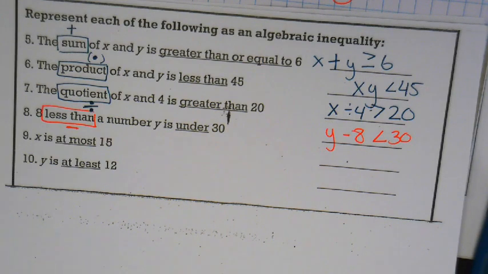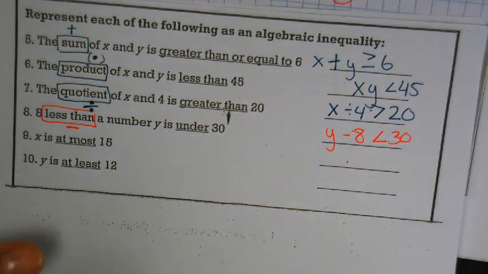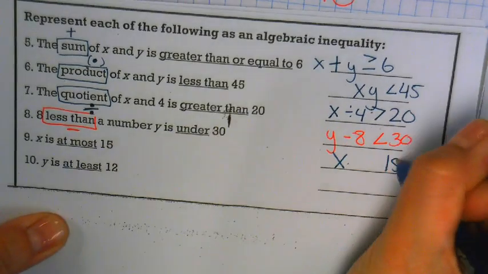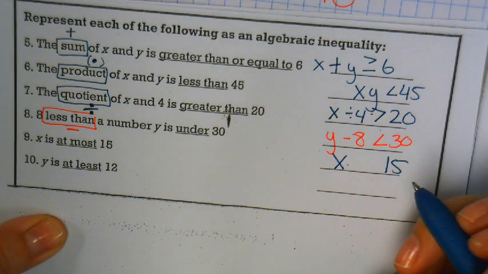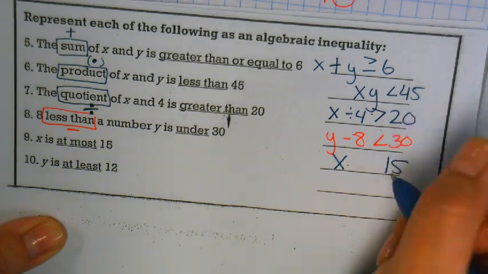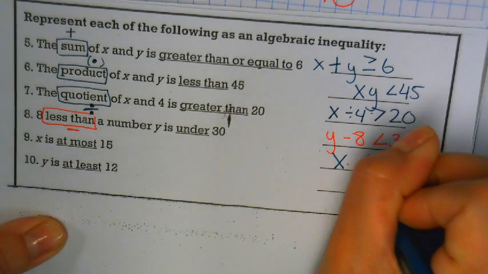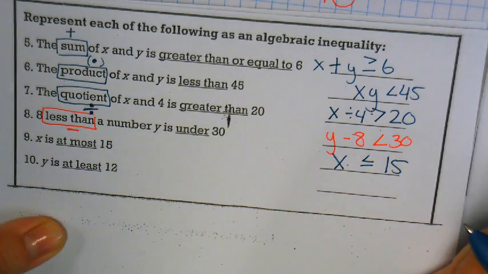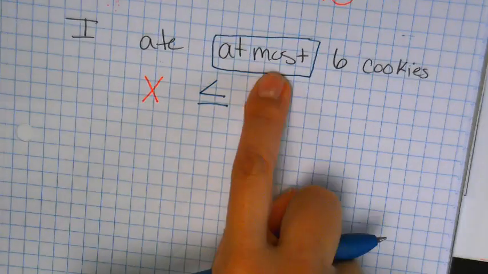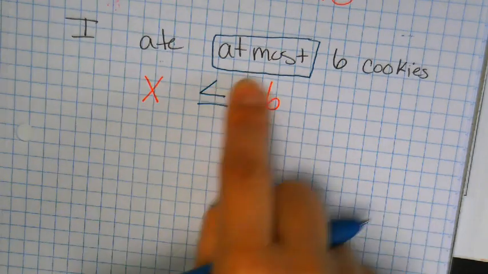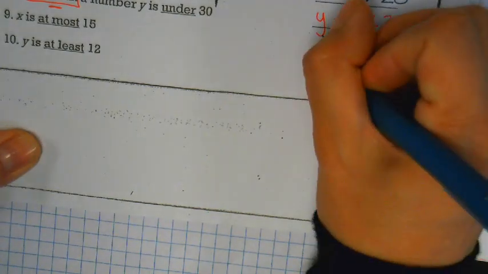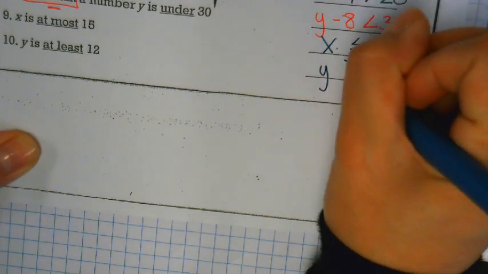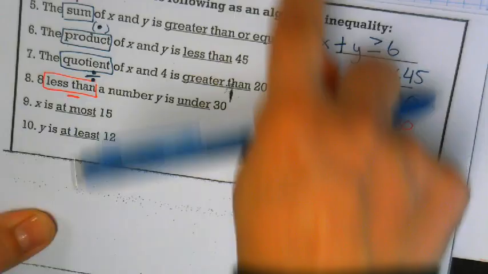All right, what do we get? Number 9, x and 15. What's our inequality for at most? Less than or equal to. At most is this one. See? Y is at least 12. Y is greater than or equal to 12. At least, that symbol. You had it literally in your notes.